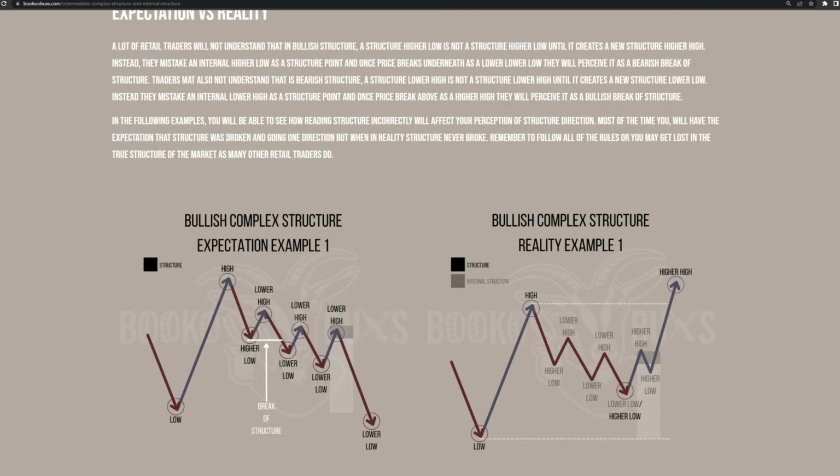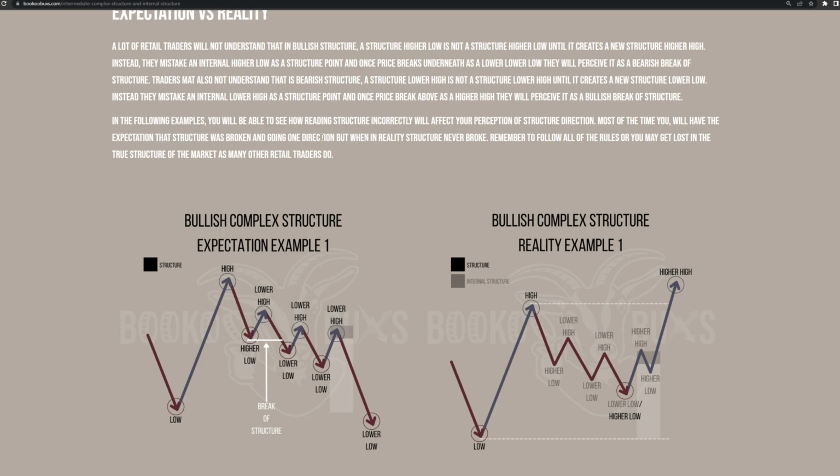In the following examples, you will be able to see how reading structure incorrectly will affect your perception of structure direction. Most of the time, you will have the expectation that structure was broken and going one direction, when in reality structure never broke. Remember to follow all of the rules or you may get lost in the true structure of the market, as many other retail traders do.